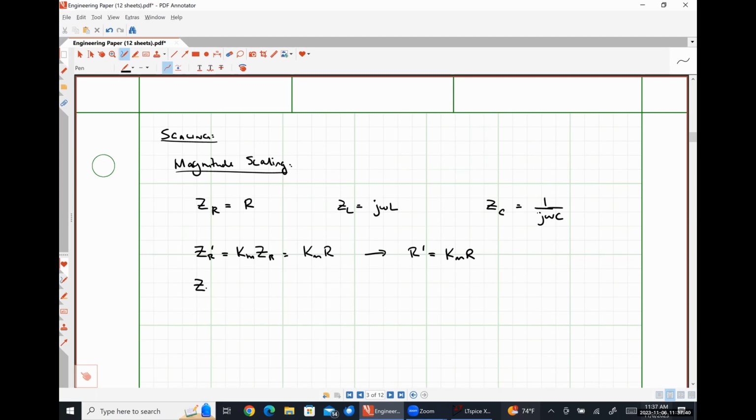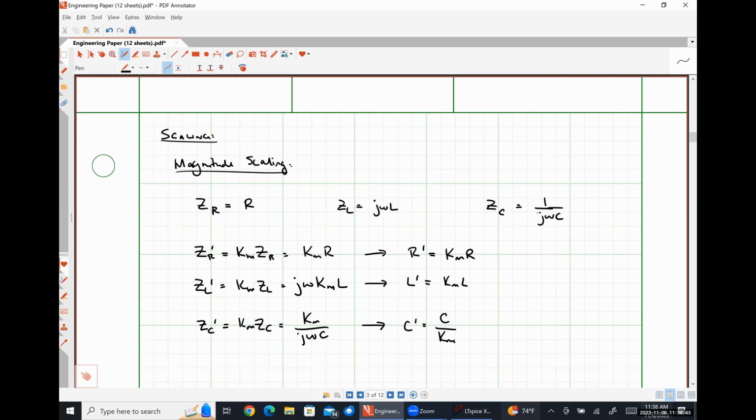For an inductor, ZL prime is just going to be Km times ZL, which is j omega Km times L, and therefore L prime is just Km times L. And then lastly, ZC prime will be Km ZC, which is Km divided by j omega C. So C prime is simply, sorry, I got this upside down, C divided by Km. So these are our magnitude scaling relationships.